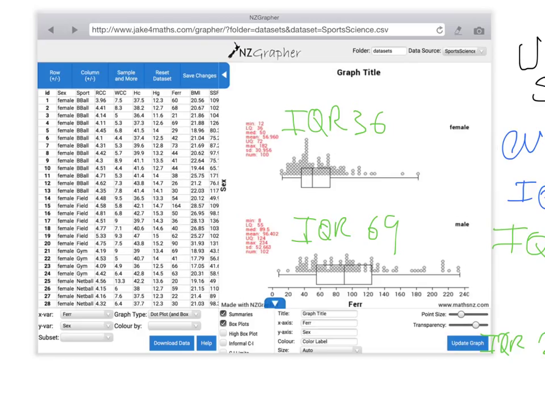Now for that one, we might want to then do some research and find out why the male data is more spread out. And because I don't know what FERR stands for, I've got no idea. But I might do some research into that and find out if there is some reason behind it. The other thing I'd want to know with this is, is it because of some groups? So what I could do is colour it by the sport they're playing.